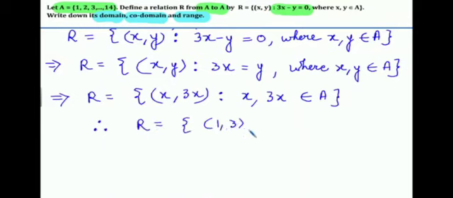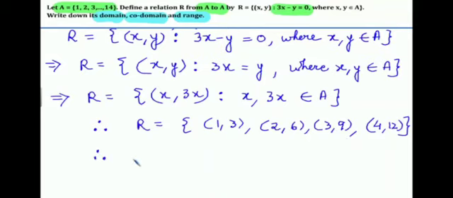So if x is 1 then y will be 3, if x is 2 then y will be 6, if x is 3 then y is 9, and if x is 4 then y is 12, if x is 5 then y is 15, but 15 is not in your set A. So we have only 4 possible relations: (1, 3), (2, 6), (3, 9) and (4, 12), only 4 possible relations.